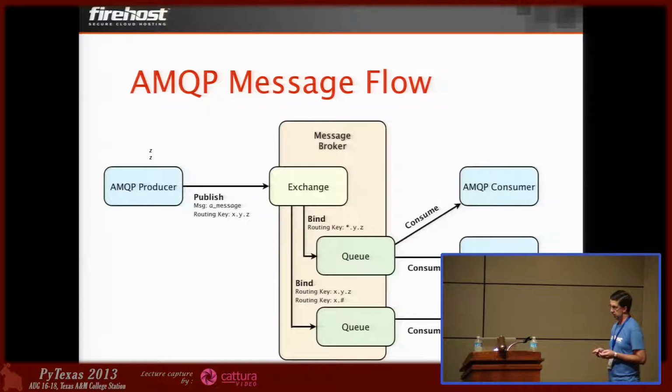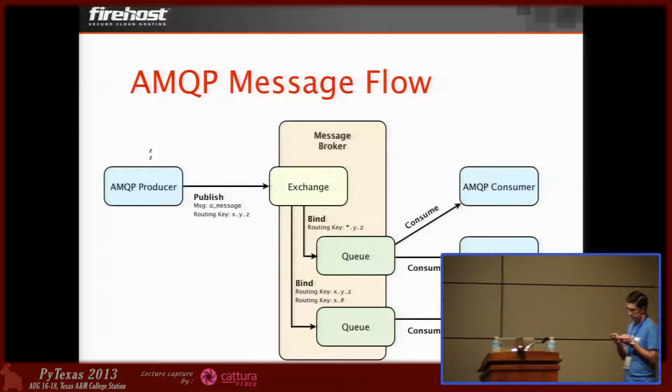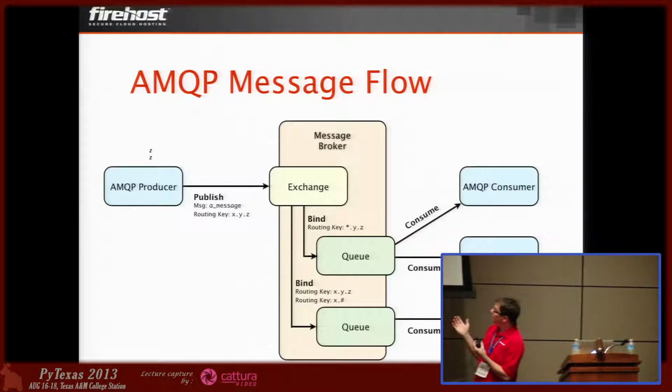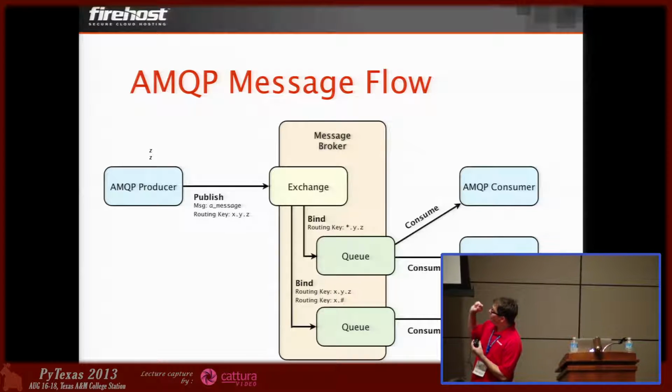Further down, you can see that this queue has two bindings. It matches x.y.z or x.hash, which will match 0 or more things. And then suppose a message came in with the key x.y.z, that would match a routing key for each of those queues. You see star.y.z on the first one, x.y.z on the second one. That message would get copied.